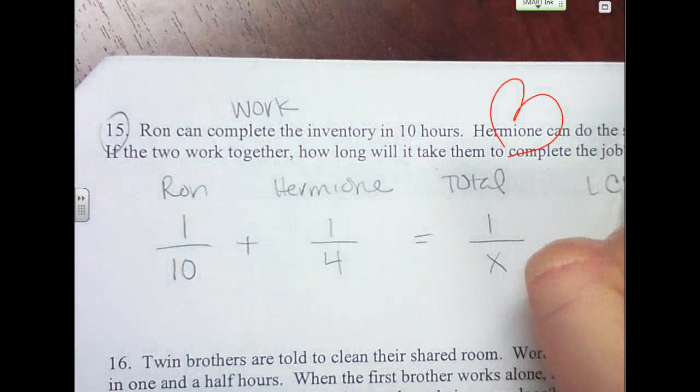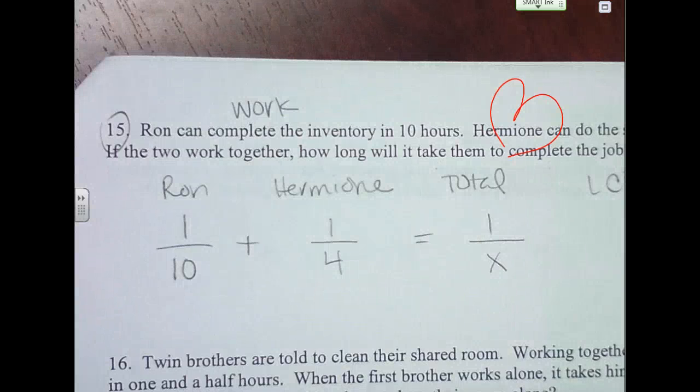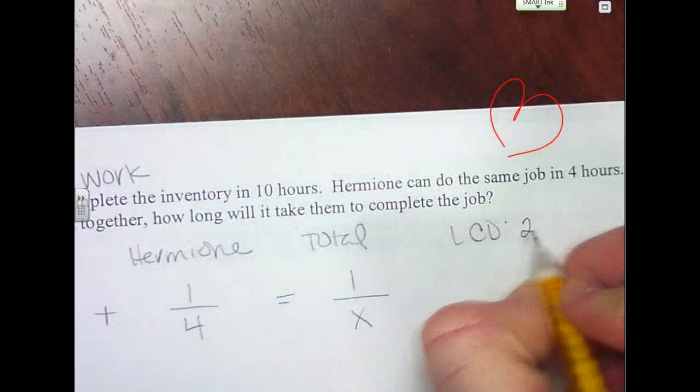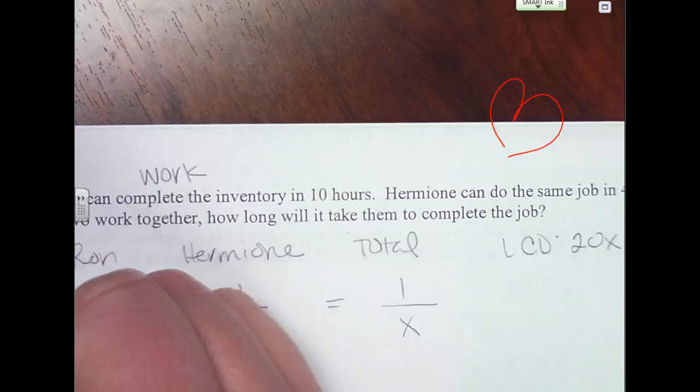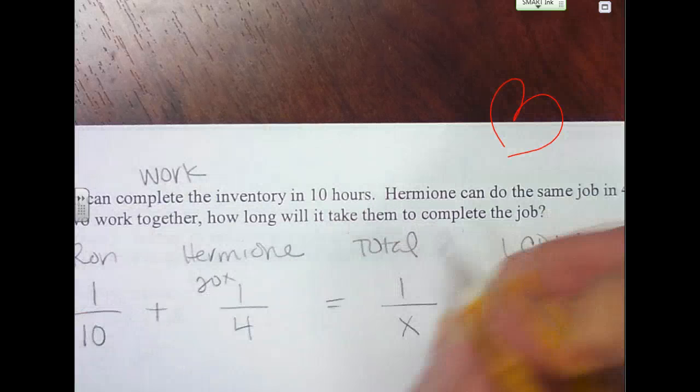Okay, so then we need to find the LCD. What's the LCD between 10, 4, and X? 40X, or you can do one lower than that, 20X. So multiply everything by the LCD. Okay, so are we doing 20X or 40X? 20? It'll work either way. So 20X, 20X, 20X.